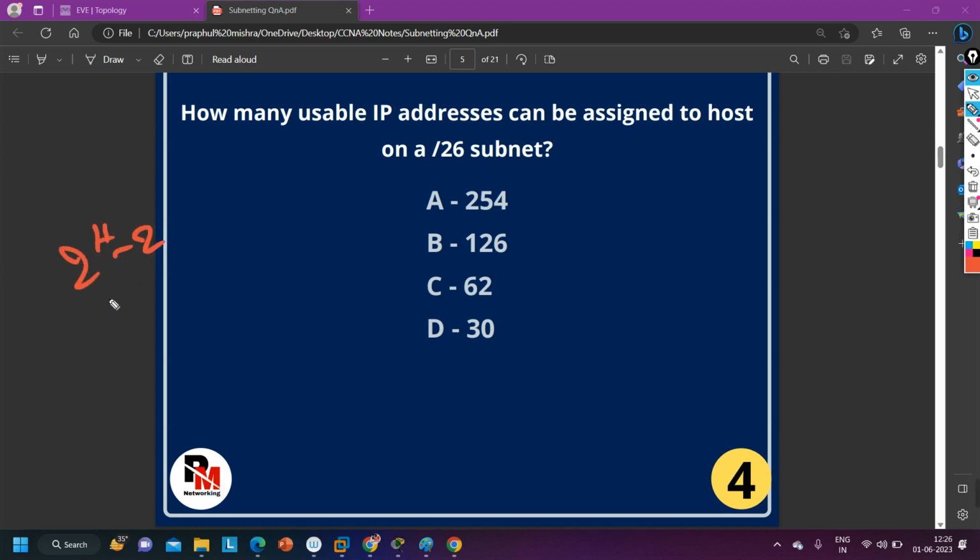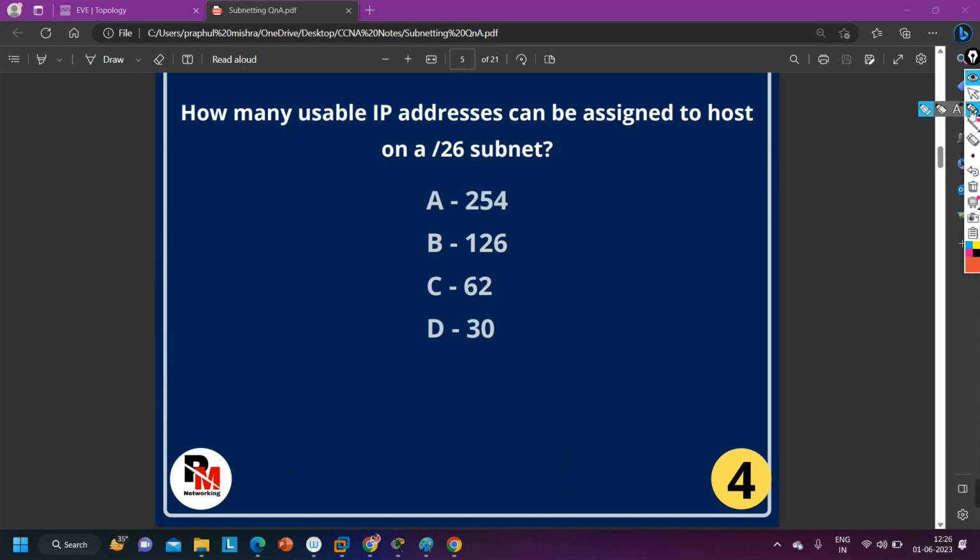Or directly we can find the valid host. Now, 2 to the power h minus 2. h will be what? If n is 26, then h will be 6. So 2 to the power 6 minus 2. 2 to the power 6 is 64. 64 minus 2. Option C. Right, done.